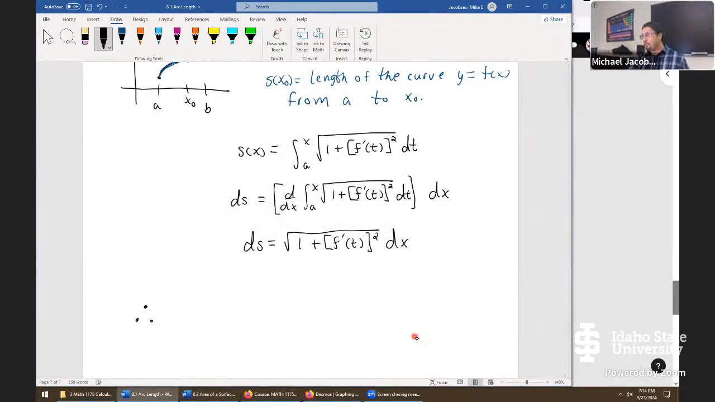We can say, therefore, the length of the curve is going to be the integral from a to b. If we want the total length of the curve, we put in ds. So that is now the length of the curve. Our formula becomes massively compactified, because ds is the right thing that would go there for the real formula.